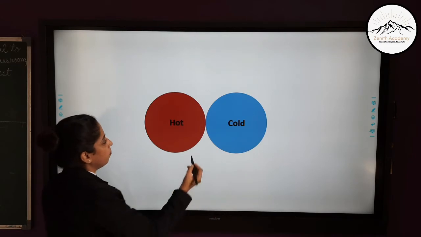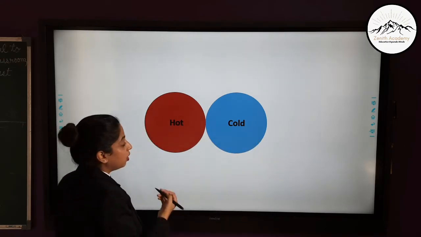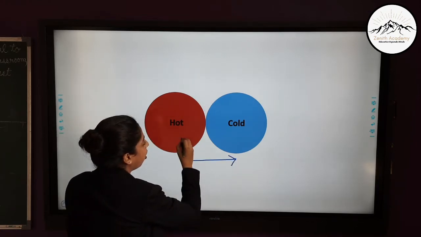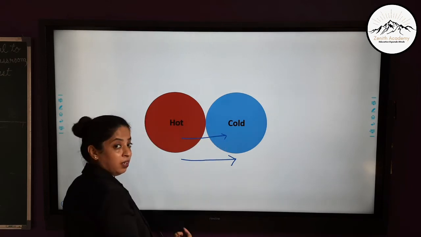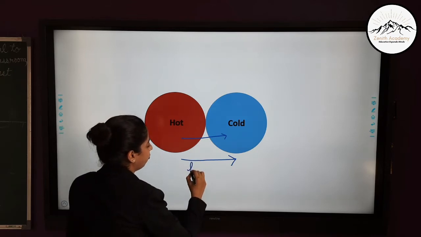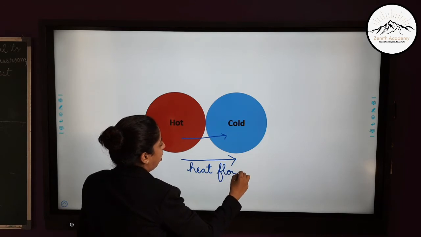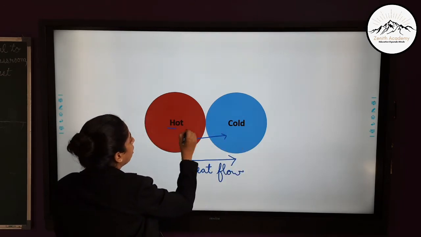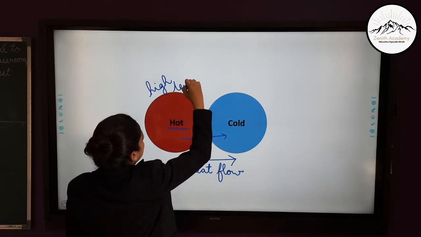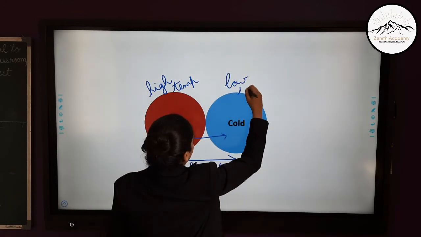Now if you see here, this is a hot body and this is a cold body and both of them are in contact, then what will happen? The heat will flow like this from the hot body to the cold body until the temperature of both of them is the same. So this is the direction of heat flow. So heat also flows from hot to cold, that is from a body having a high temperature to a body having low temperature.